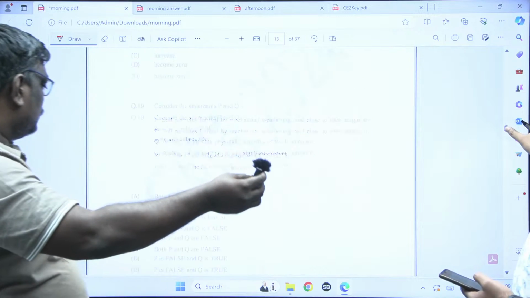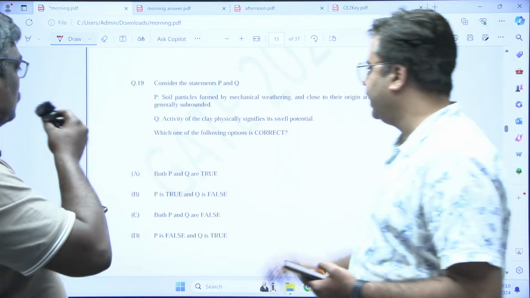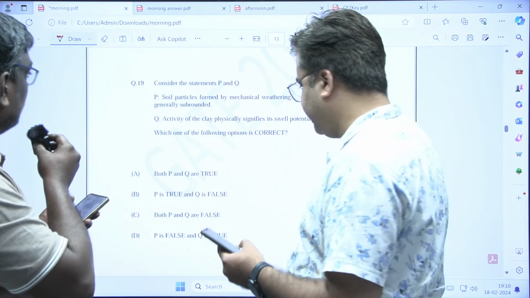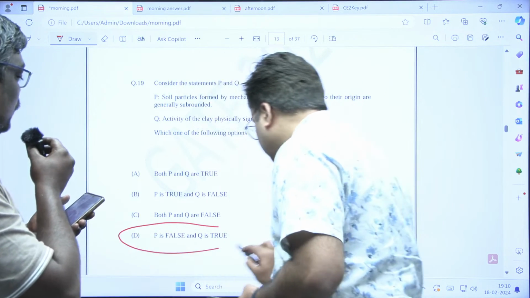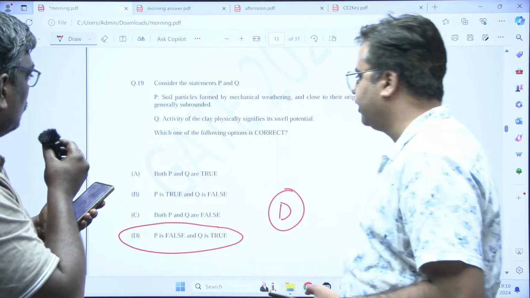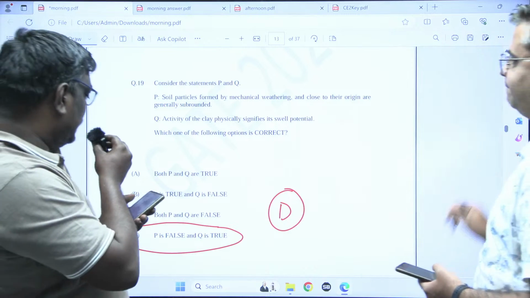Question 19, the option is D. P is false, Q is true. This is option D for question number 19, the correct option.